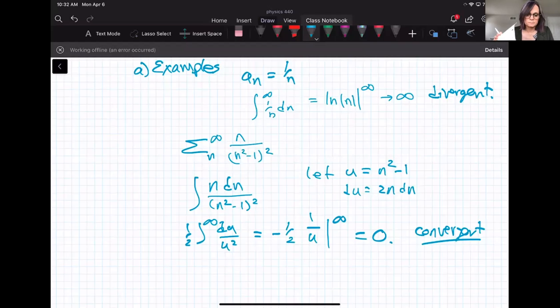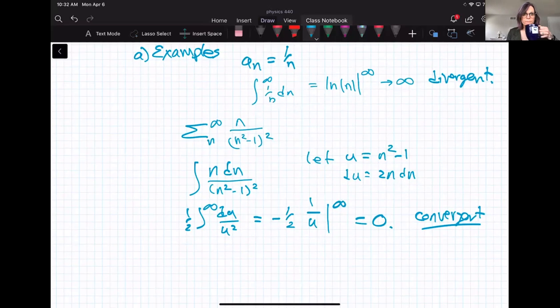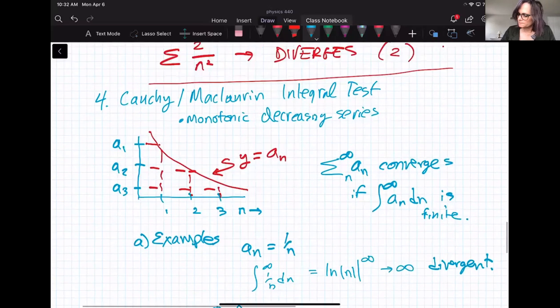Okay. Everybody okay with the integral test? Pretty straightforward. Right? Let's see. Next.